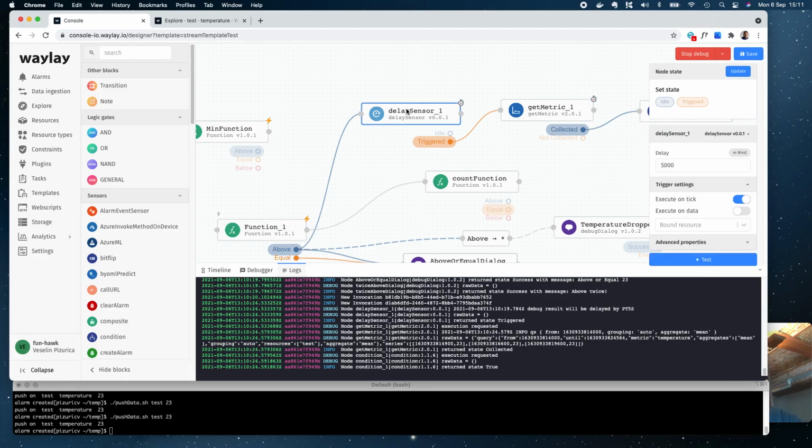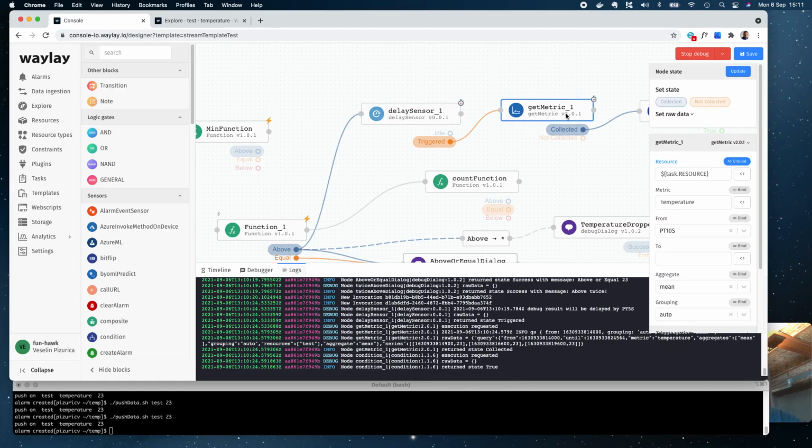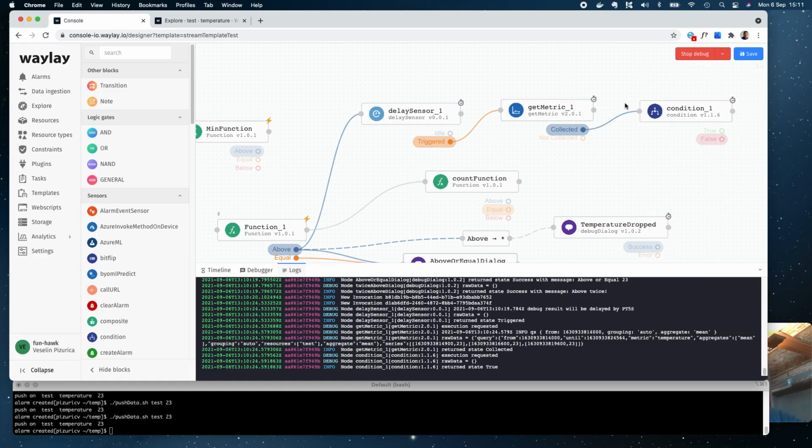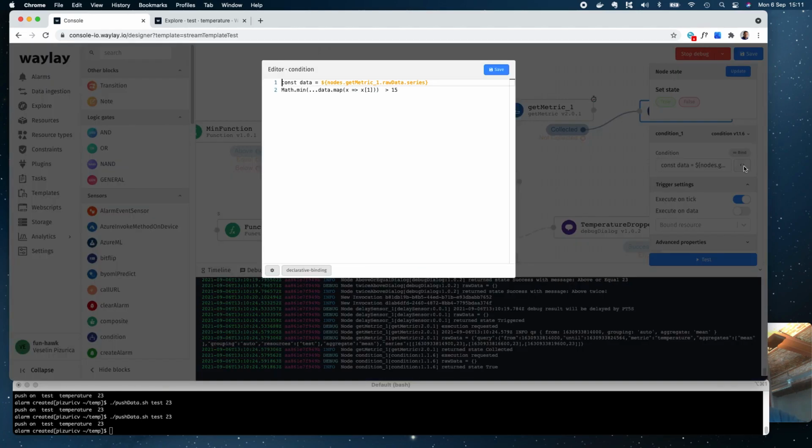Then we'll have a delay sensor. What this is actually going to do is wait for 5 seconds before it triggers the next node. This node will then look at the time series for that sensor. For the stored time series of a temperature, we'll pick up the same measurement just for a test, in a window of the last 10 seconds. All right, and if there is data, then we check that within that data, the minimum value is at least above 15 degrees.